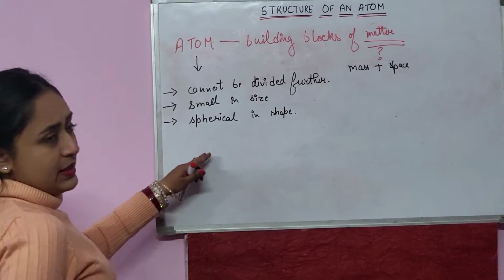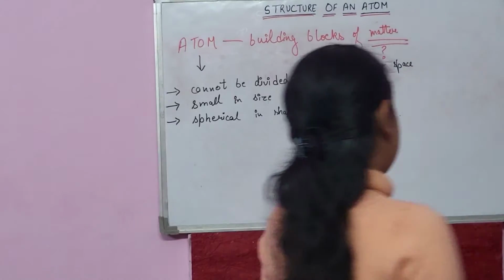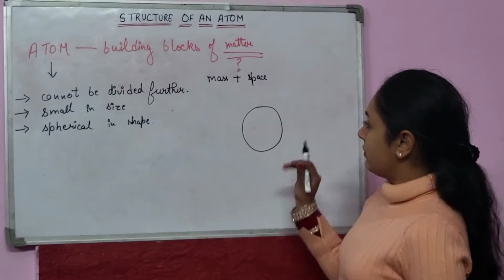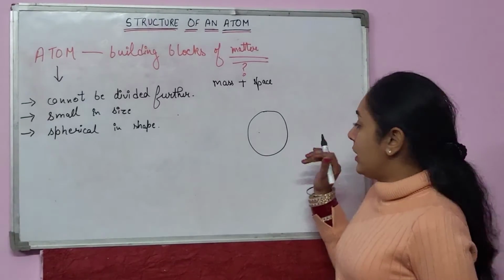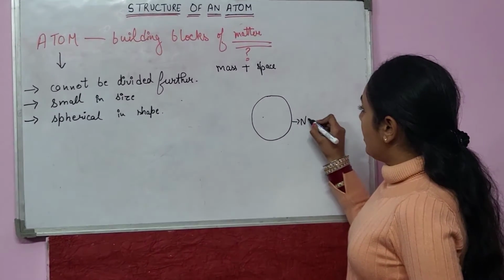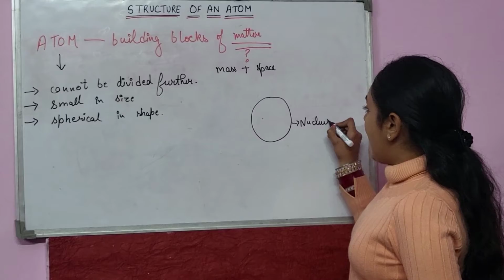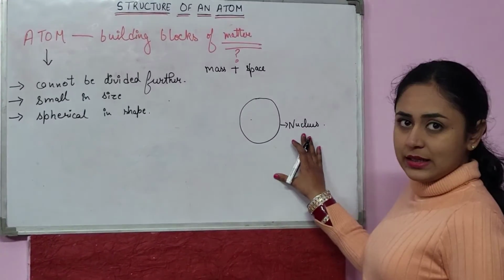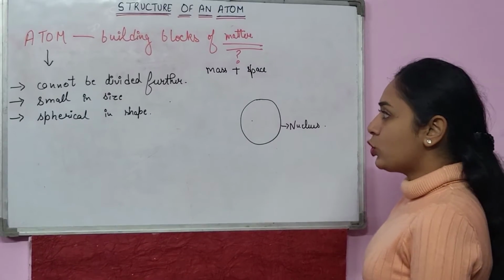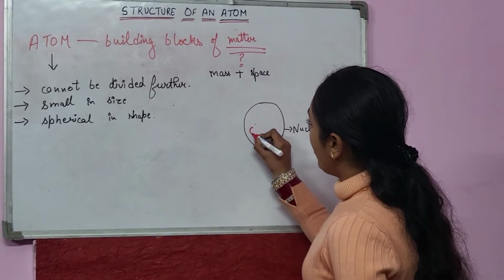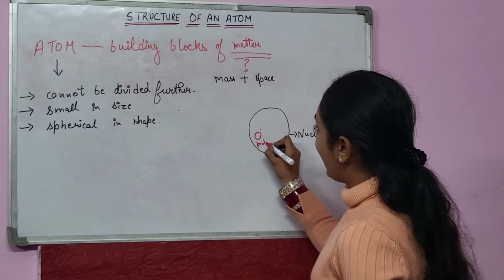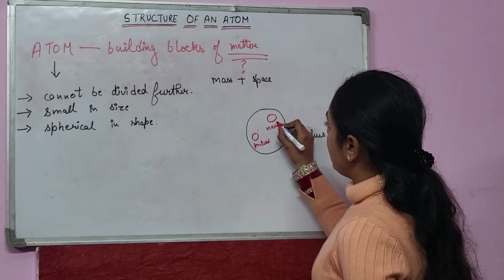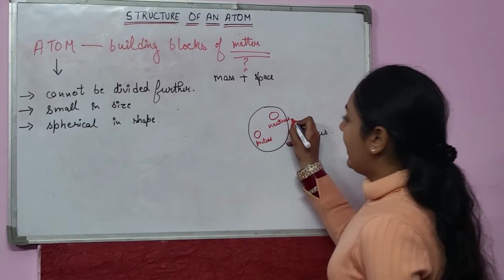Now, after properties, we will discuss the structure of an atom. If you make this spherical shape, I am making this as an atom. This is the nucleus, which is situated in an atom. This is a part of an atom. What does this nucleus contain? It contains two things: first protons and second neutrons. The nucleus consists of protons and neutrons.